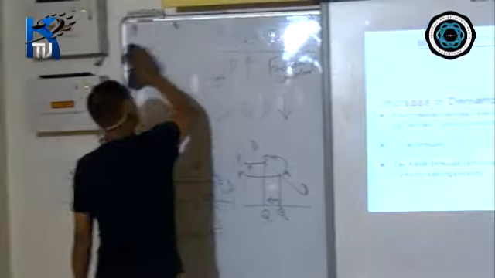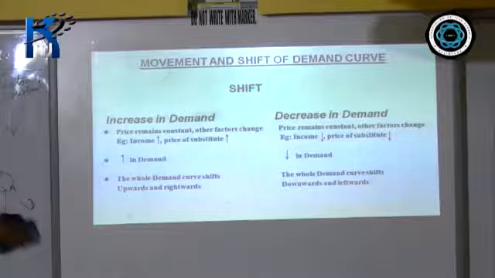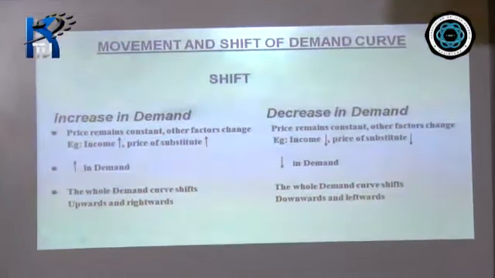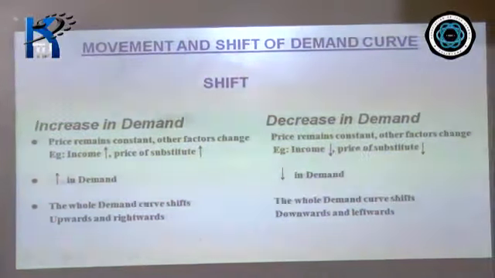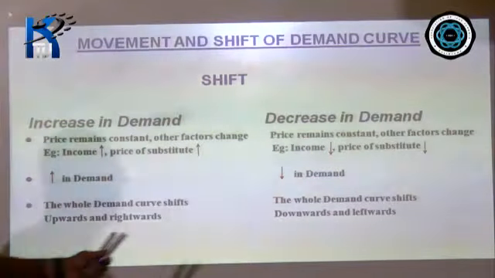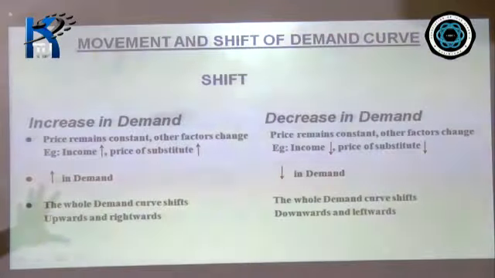Next, the next thing I am going to explain to you is shift. Notice the word shift. Shift means the whole demand curve is going to shift. Either the demand curve is going to shift upwards and rightwards, or it's going to move downwards and leftwards. Let's see. Shift takes place when the whole demand curve moves. Here, you should note that the price remains constant. The price of the good is the same. The price has not changed.